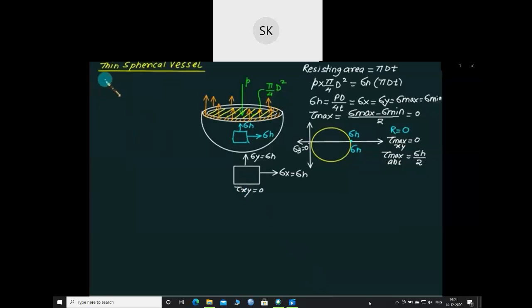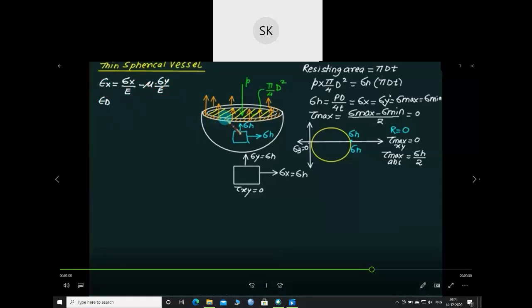Then we will calculate epsilon x. Epsilon x is the same as sigma x by E minus mu times sigma y by E. Both are the same, and this one is the same as epsilon d. It has only one dimension. So epsilon d is equal to sigma h by E times 1 minus mu, and this sigma h will be equal to what? Pd by 4t.